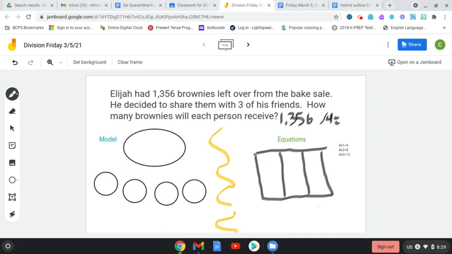So I'm actually going to add a column to this today, because my number has 4 digits. 1,000, 300s, 5 tens, and 6 ones. And I'm dividing it into 4 equal groups. And if I need a reference for them, 4's facts, it's right there. So I'm going to model 1,356 in this big circle.